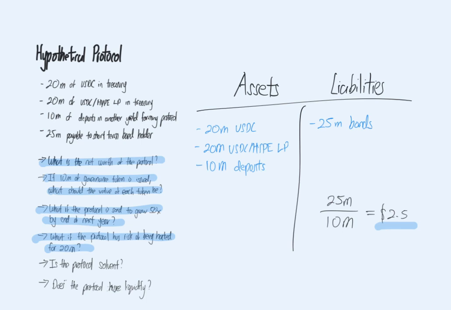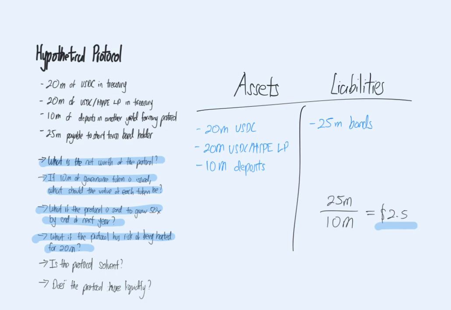And if the protocol has a risk of being hacked for $20 million, you can see that the net worth of the protocol would have been reduced to only $5 million. And then that would also mean that the governance token is only worth 50 cents each. While we can see that the balance sheet is running out of its depth when used to value the governance tokens, it is still helpful for us to get a fair valuation of what the governance token should be.